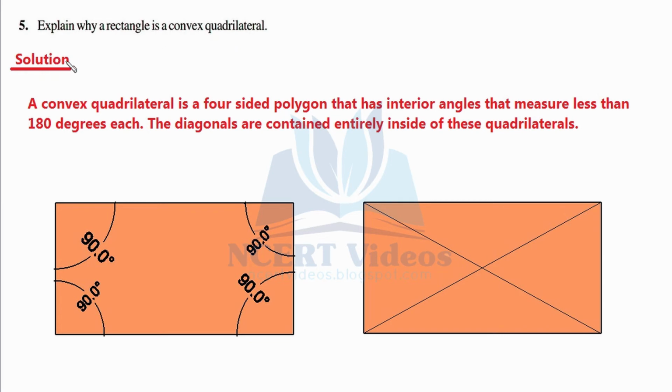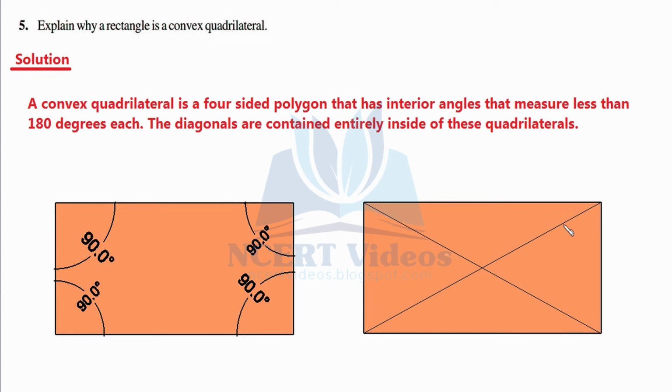So the solution goes like this. A convex quadrilateral is a 4-sided polygon that has interior angles that measure less than 180 degrees. Same we studied in case of convex polygon. So here we have represented a rectangle. Here, if you observe, all the internal angles are 90 degrees. That is less than 180 degrees. Also, the diagonals are contained entirely inside this quadrilateral. This is another definition that follows convex quadrilateral.